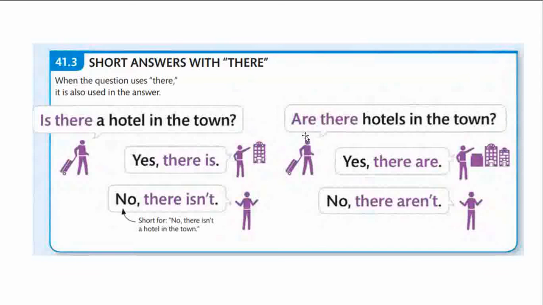Let us see the next example. Are there hotels in the town? The affirmative reply is yes, there are. The negative reply is no, there aren't. Are not becomes aren't. No, there aren't.